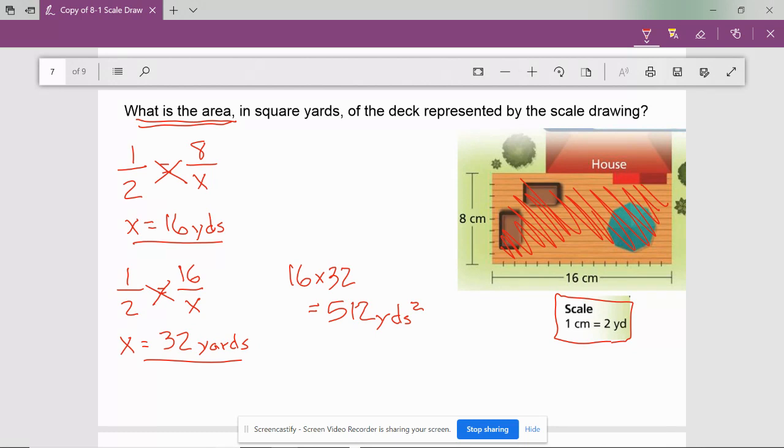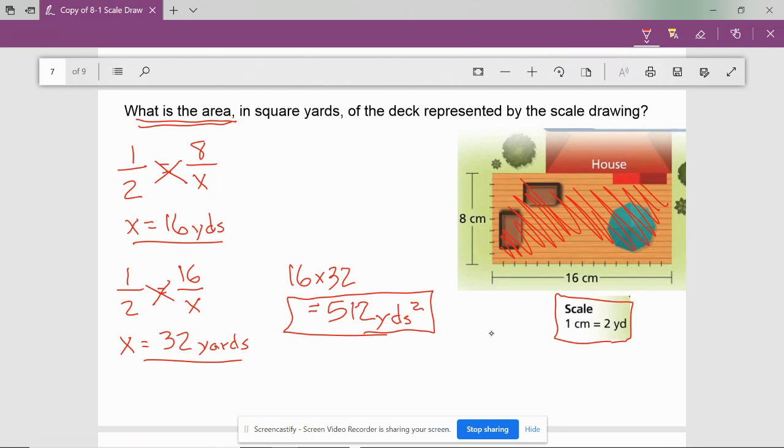But we're just doing it kind of in real world. When I go to build the deck later this summer on our house, I'm going to have to know how much wood I'm going to buy. I need to make measurements like this and figure out what sort of area I'm going to build in. So our final area comes out to be 512 square yards.